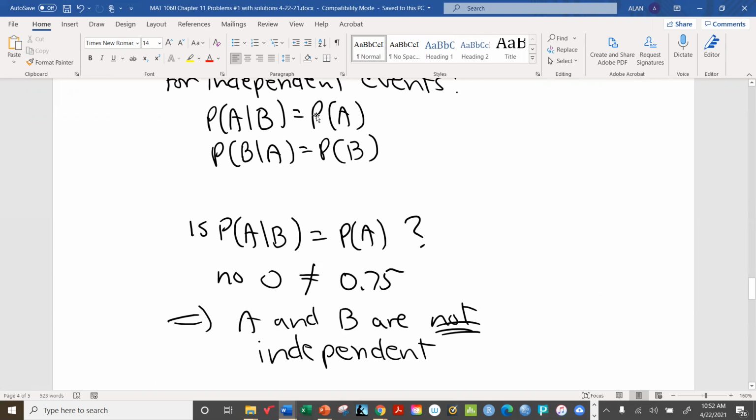Okay, if the first one had been true, we would have checked the second one. And if it was also true, we would have concluded that A and B are independent. But because the first one is already false, we're done. A and B are not independent.